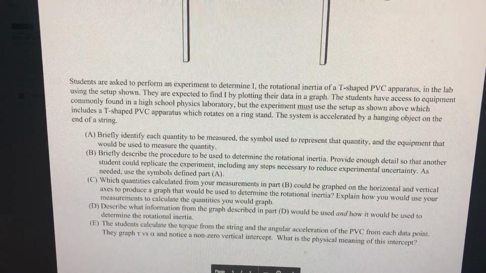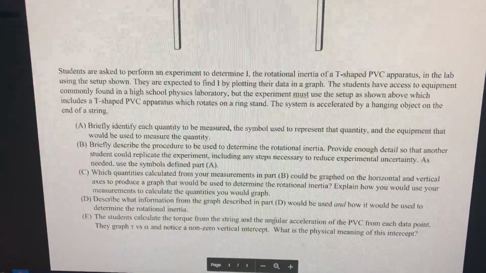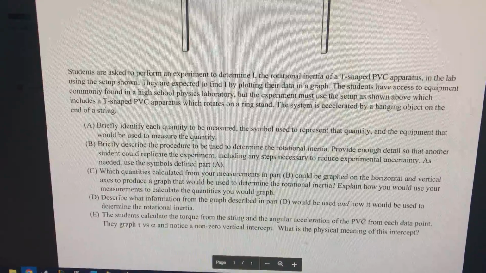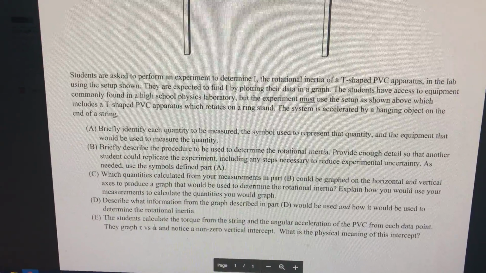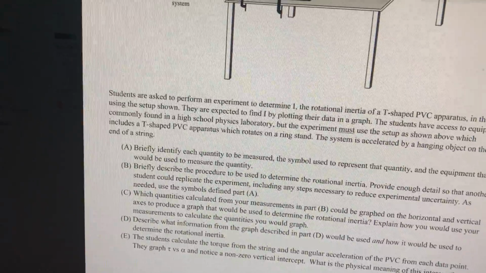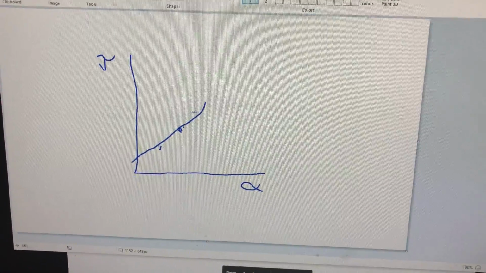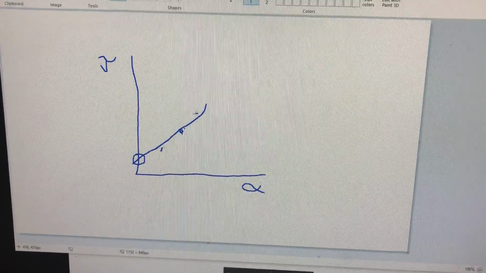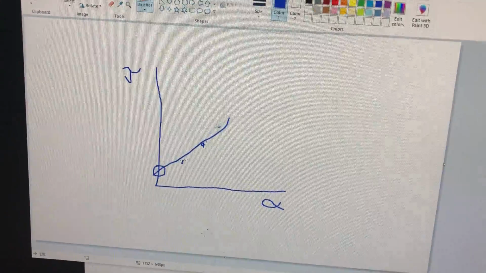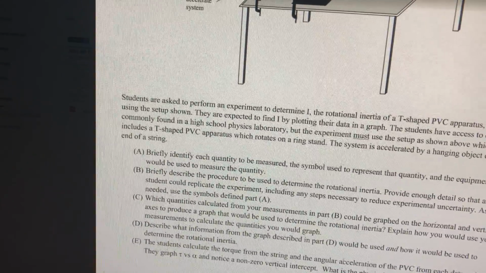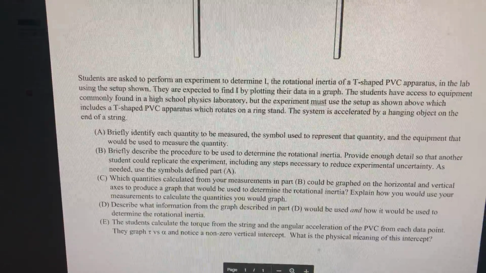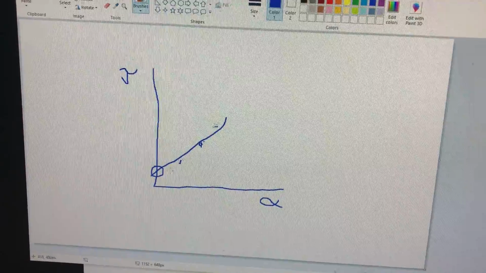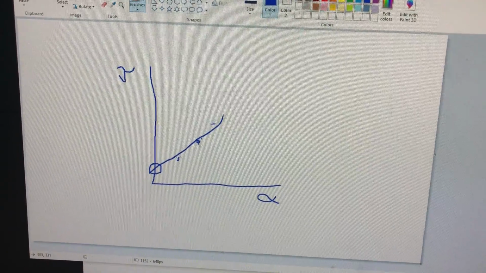Part E: students calculate the torque from the string and the angular acceleration of the PVC from each data point. Imagine that. Then they graph torque versus alpha, but what they notice, which I have very cleverly, intentionally done, is there is a non-zero vertical intercept. What's this all about? How can we explain and justify, which is what they're asking us to do, or just say, what is the physical meaning of this intercept? Why on the graph would there be a non-zero or a positive y-intercept?